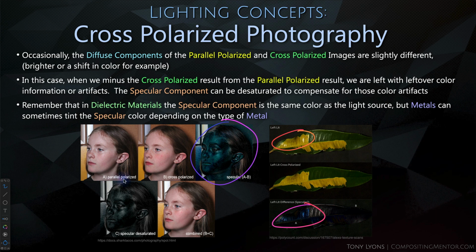The specular component result can be desaturated to compensate for those color artifacts. But do remember that in dielectric materials, the specular component is the same color as the light source, but metals can actually tint the specular color depending on the type of metal. So you might not want to desaturate all the time if you're taking photographs of metallic items.